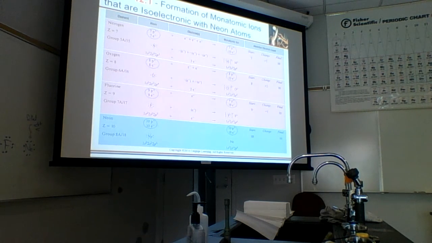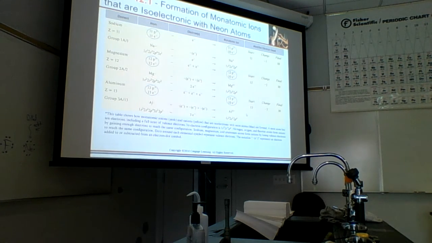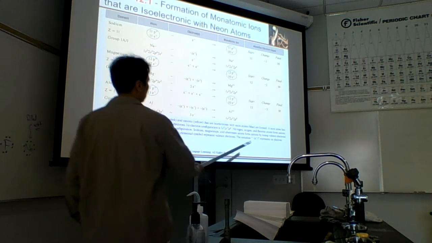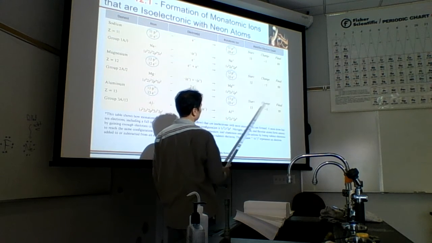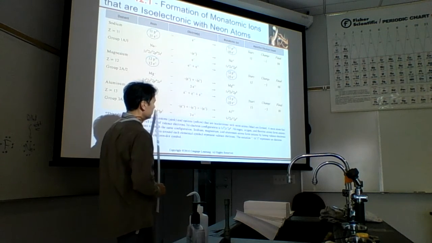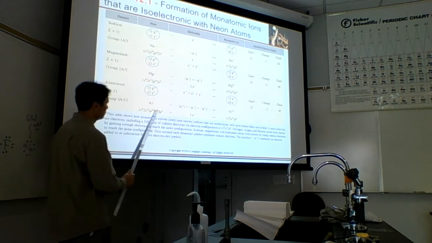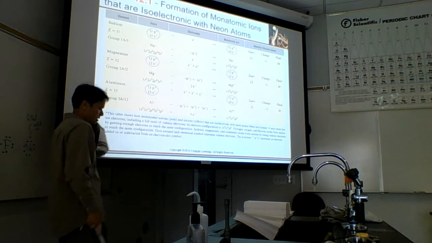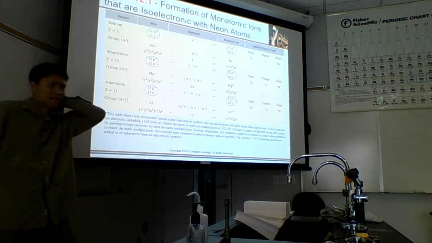And so all these have something in common. Nitride, oxide, fluoride, and neon have a total of 10 electrons, filled first and second shell. The same thing with sodium. Sodium ion, magnesium ion, and aluminum ion all have 10 total electrons, just like neon. With sodium, it's much easier to lose 1, magnesium lose 2, aluminum lose 3, and then we get rid of these. We end up with these. It still costs energy to lose those.